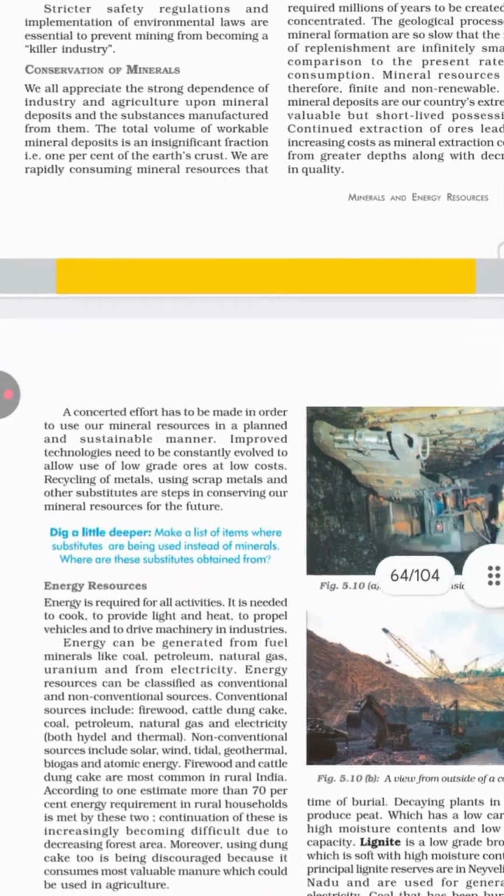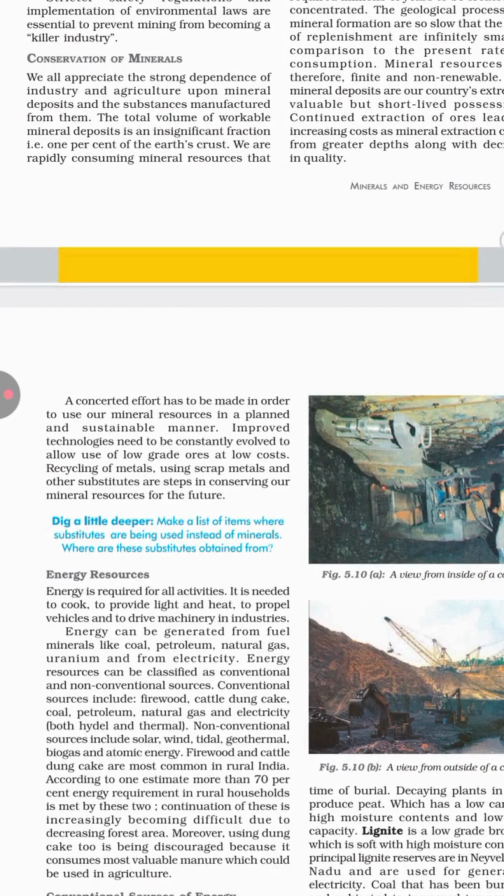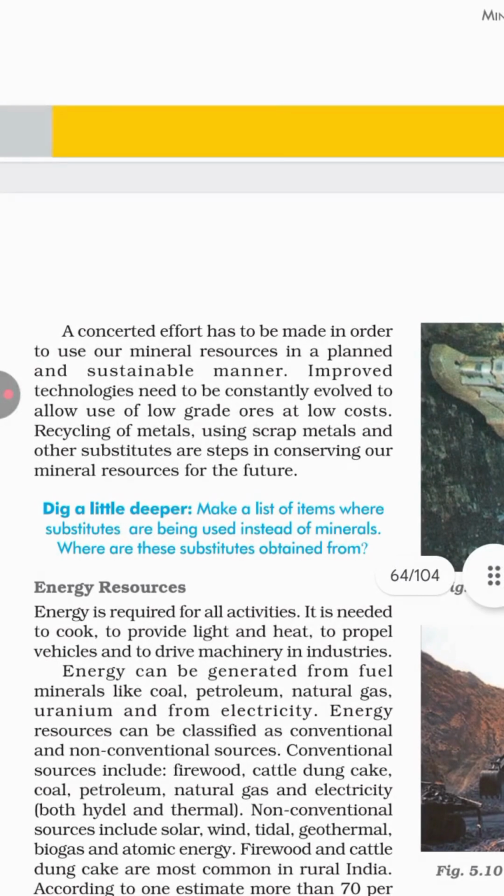See, a concerted effort has been made in order to use mineral resources in a planned and sustainable manner. Improved technologies need to be constantly evolved to allow the use of low grade ores at low cost. Recycling is the most important thing. Recycling of metals using scrap metals and other substitutes are steps in conserving our mineral resources for the future. Most countries have reduced the export of minerals because we know the value of preserving the minerals for our future generations.